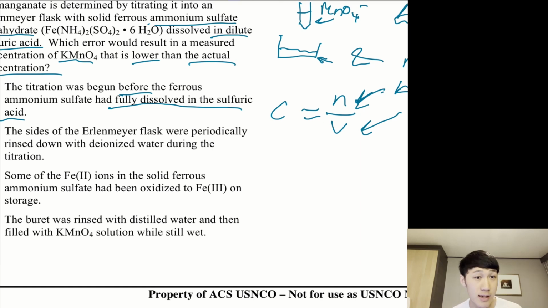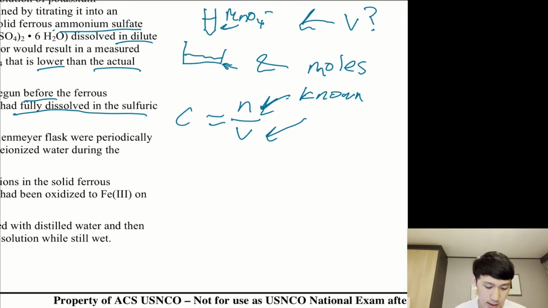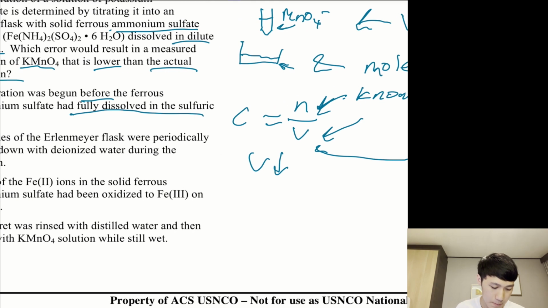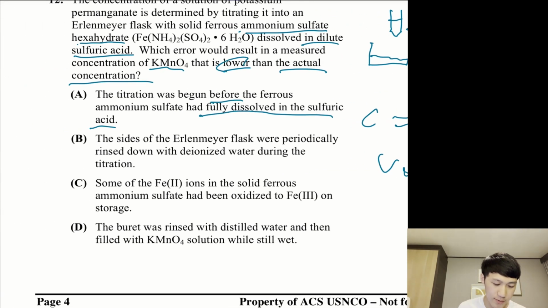As such, we're not going to need as much permanganate to react, and the volume is actually going to go down for this reaction. And if we look over here, if our denominator decreases, the concentration is actually going to increase. And the question is asking us for something that lowers the concentration that we measure, and that's the opposite of what's happening here. So A is wrong.